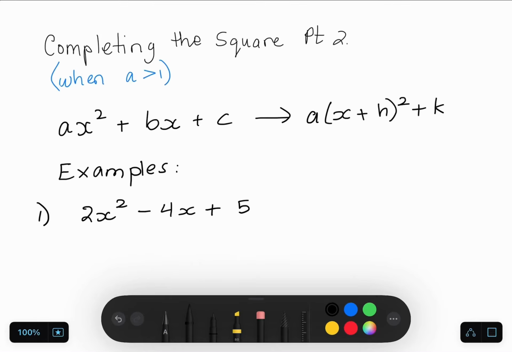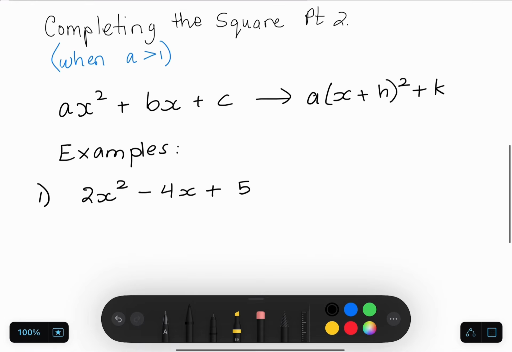Okay, in this video, we're going to look at completing the square when a, the coefficient of x squared, is greater than 1. In the previous video, we looked at when the coefficient of x squared was 1. But in this one, the coefficient of x squared is greater than 1, right? Now, of course, to complete the square, we are going from the standard form of a quadratic to the form a(x + h)² + k.